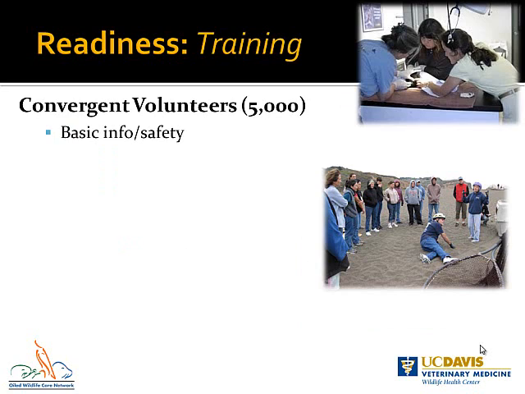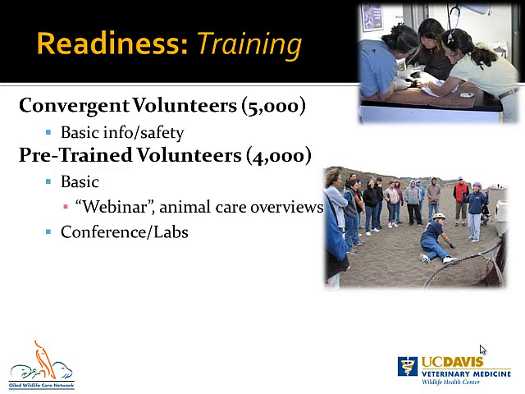Okay, we have basically 3 tiers of personnel. Convergent or spontaneous volunteers are those that are people, members of the public, people that come off the streets when there's an oil spill and say they want to help. The OWCN has given basic information and safety training to about 5,000 convergent volunteers.